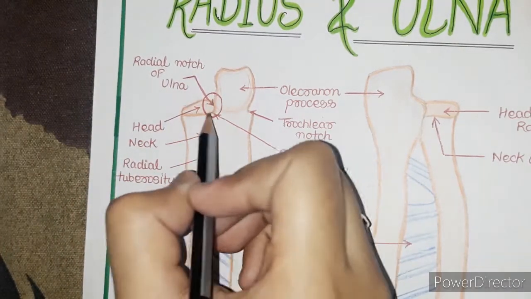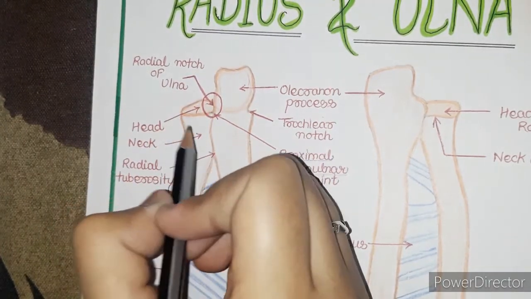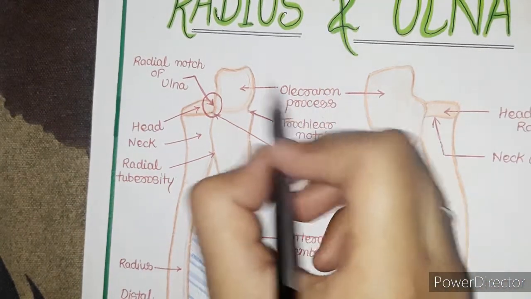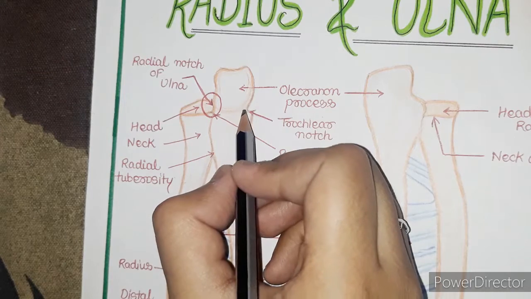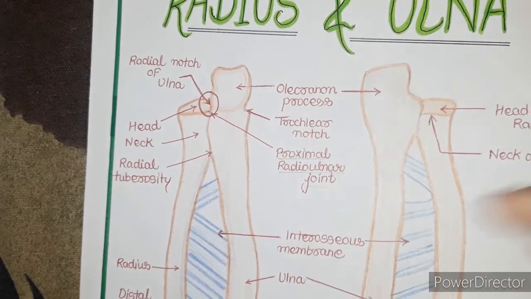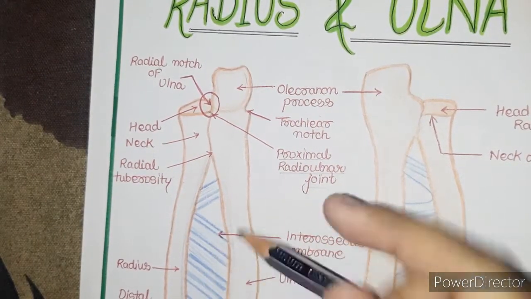Radial notch of ulna is going to attach with the head of radius. Okay, this is olecranon process of ulna. This is trochlear notch which is going to attach with the trochlea of humerus. Okay, this is the interosseous membrane.